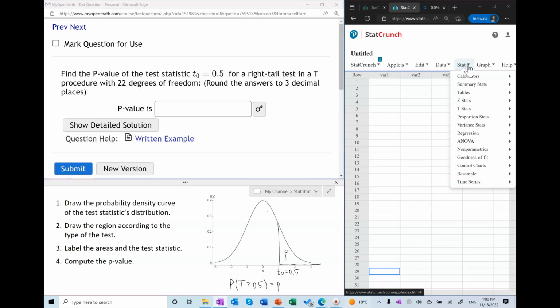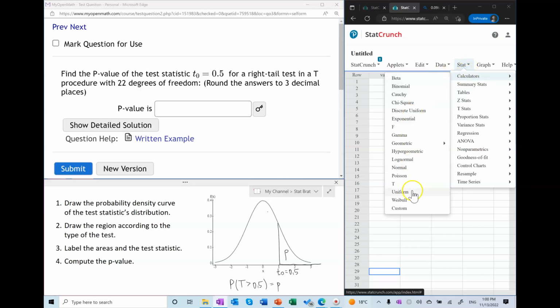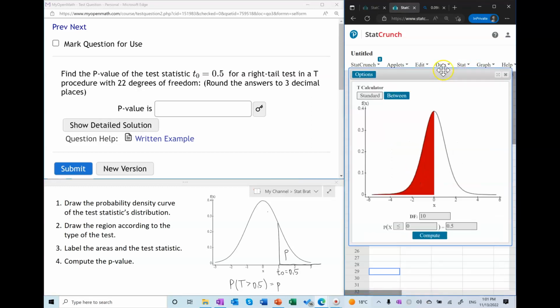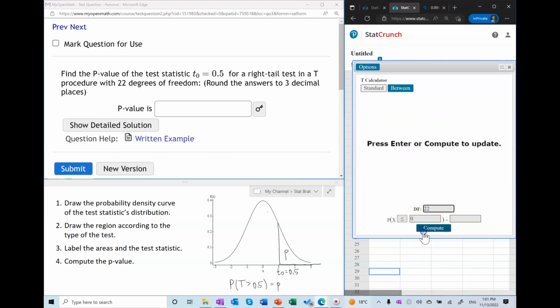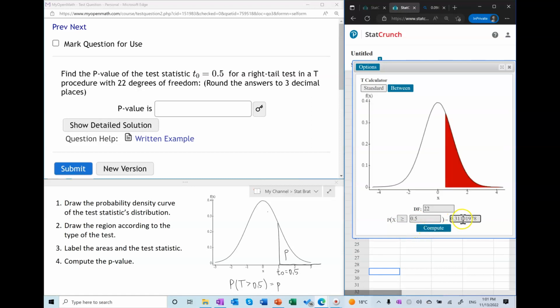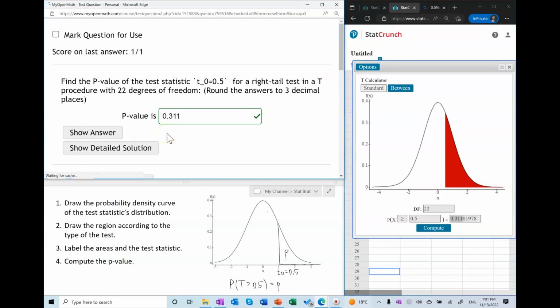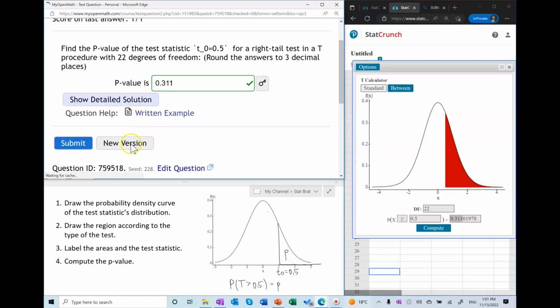And to find this probability in StatCrunch, we're going to open the T calculator. We're going to make sure we have the right one. So we're going to enter the degrees of freedom, which are 22. And then we're simply going to copy this inequality over here into this calculator. And this is the probability. So it appears that the area to the right of the test statistic is 0.311. And that's our answer. Excellent. Let's try another problem.